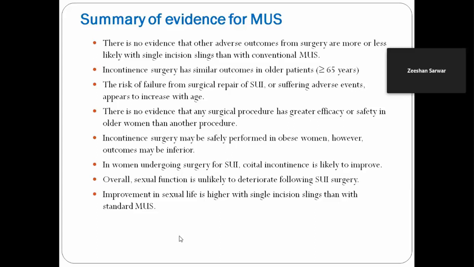There is no evidence that any surgical procedure has greater efficacy or safety in older women than another procedure. Incontinence surgery may be safely performed in obese women, however, outcomes may be inferior. In women undergoing surgery for stress urinary incontinence, coital incontinence is likely to improve. Overall sexual function is likely to deteriorate following stress urinary incontinence surgery. Improvement in sexual life is higher with single incision slings than with the standard mid-urethral slings.